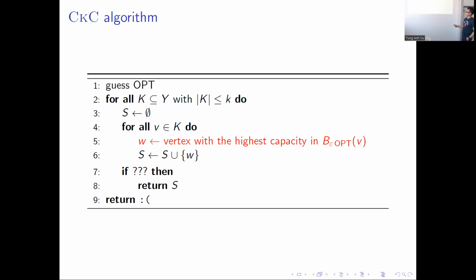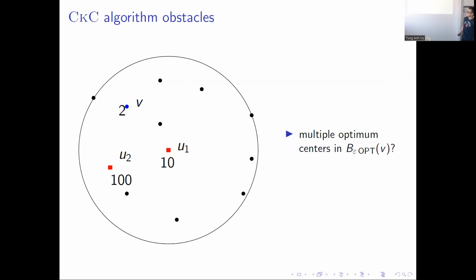But the main new idea is on this line number 5. Instead of replacing optimum centers with net points, you replace optimum centers with some vertex that has the highest possible capacity near the net point, and you still get a 1 plus epsilon approximation. Right. So the second problem is that I do this replacement, but what if, for some unknown reason, there are 2 optimal centers inside this ball? Then this algorithm may not work, because this replacement might not be valid. But the fix is simple.